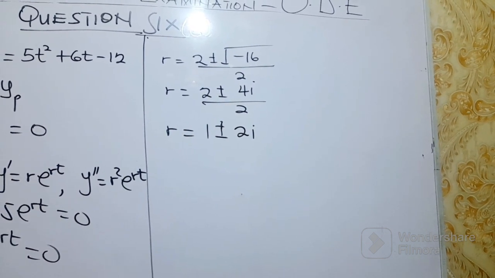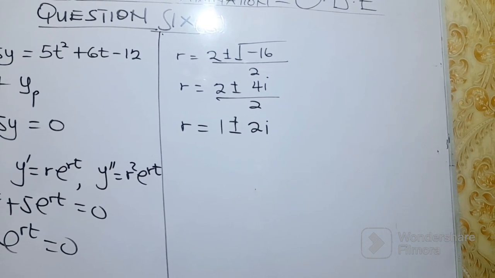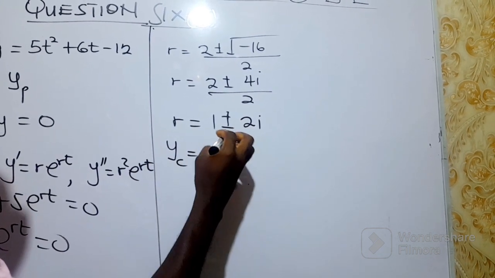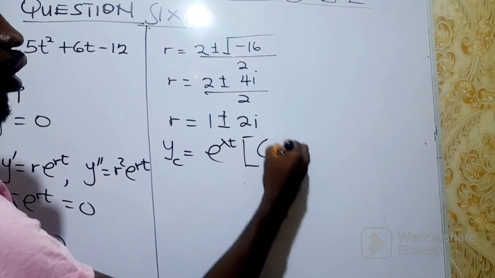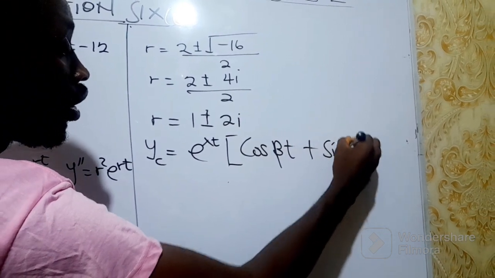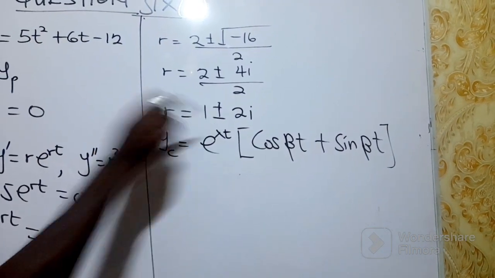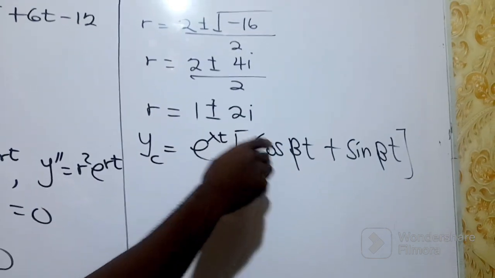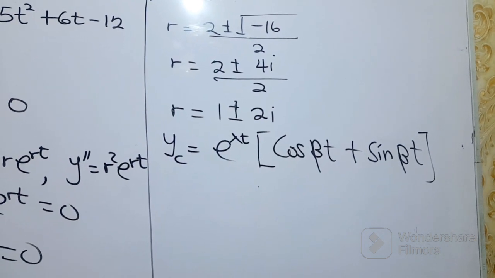And remember, anytime the resulting quadratic equation from our differential equation has complex roots, the general solution y_c will be equal to e to the lambda t times cos beta t plus sine beta t, where lambda is the value of the real part, which is 1 here, and beta is the coefficient of the imaginary part.